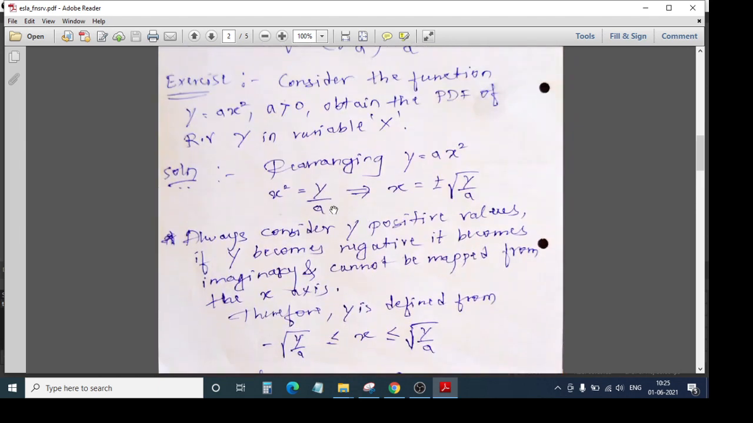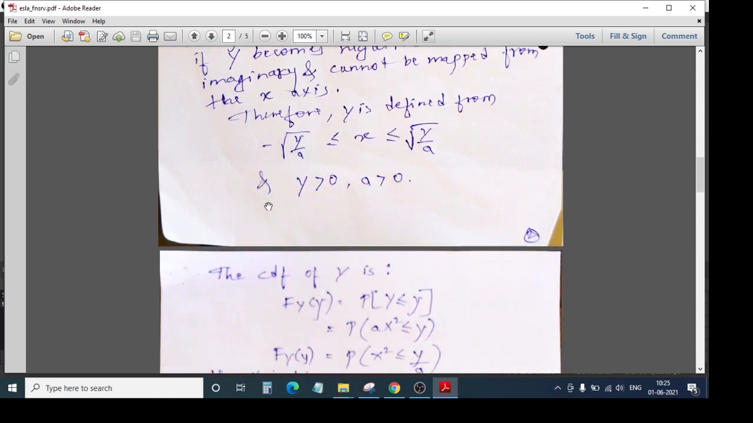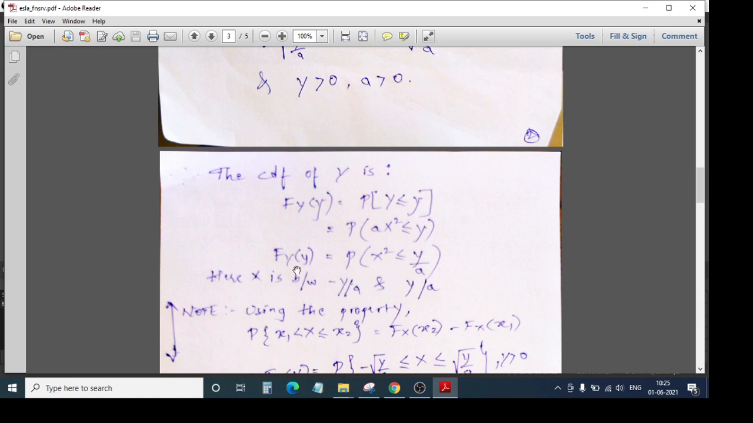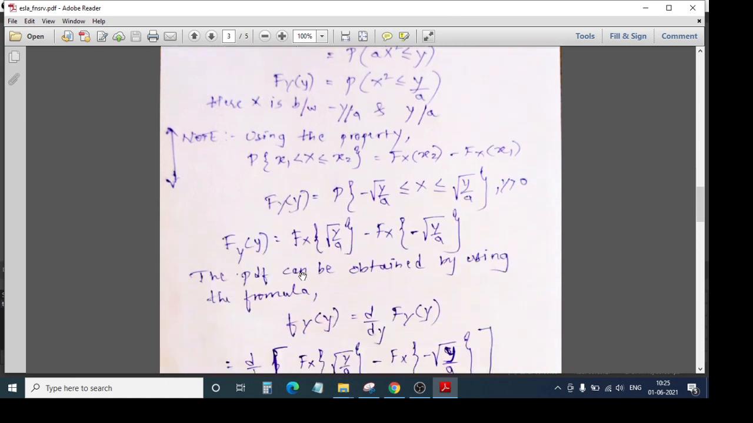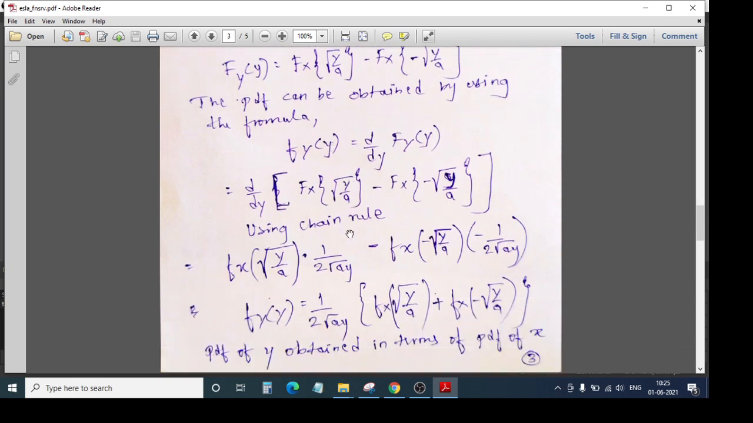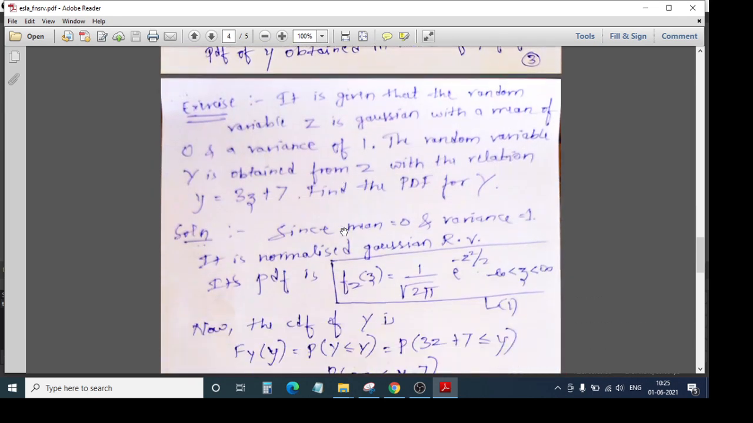It's a simple technique, friends. I'll just revise the problem. First you rearrange the terms. Next, if there is a range, find the range. You find its CDF, again by rearranging in terms of y. Then you differentiate its CDF and you'll get the PDF. That's all. To demonstrate this, we'll go ahead with one more problem.